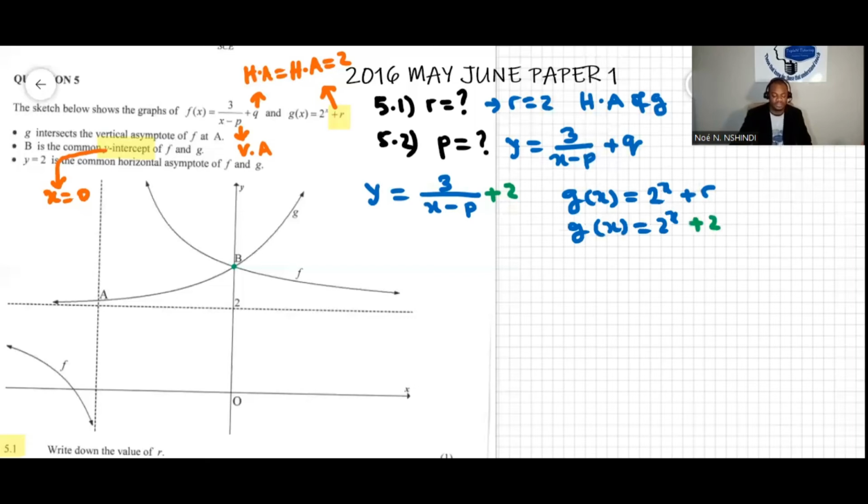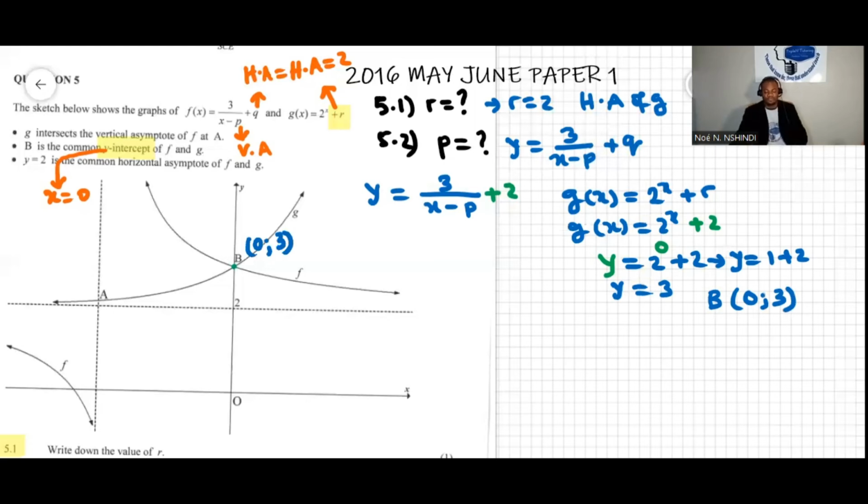If I need to find the y-intercept, I make x equal to 0. So this is going to be y equal to 2 to the power of 0 plus 2, and that makes y equal to 1 plus 2, which means y equal to 3. Now we have the point B. The point B is the point (0, 3). This point here is the point (0, 3).